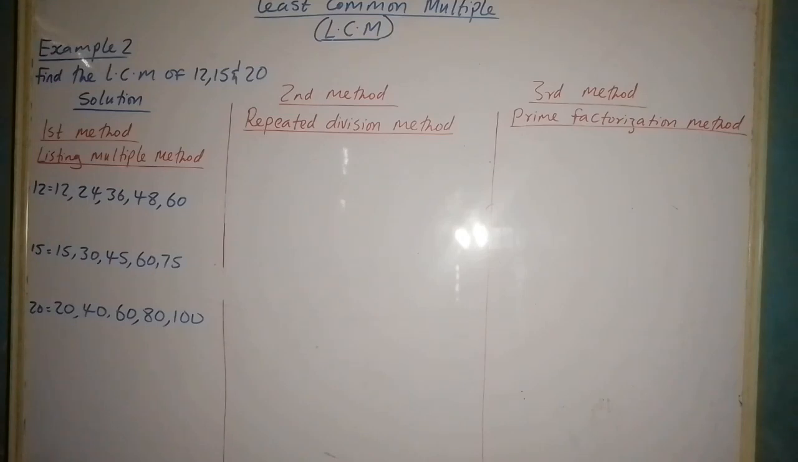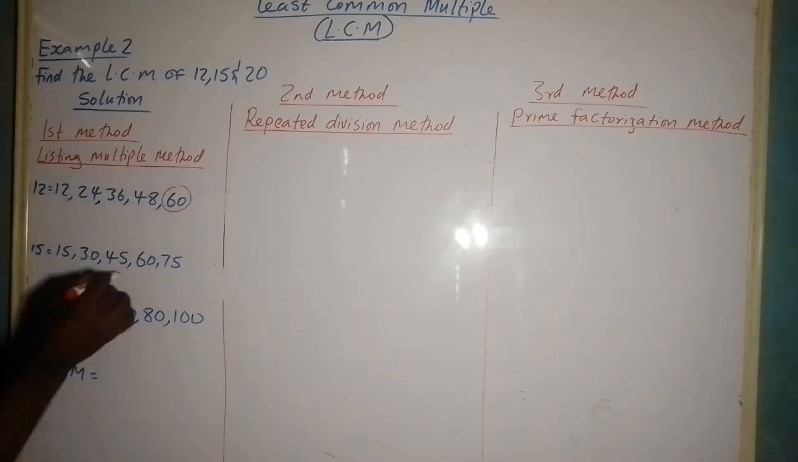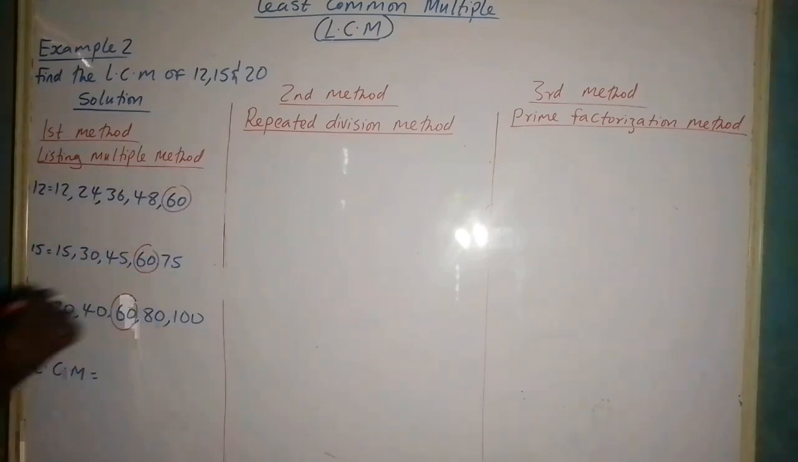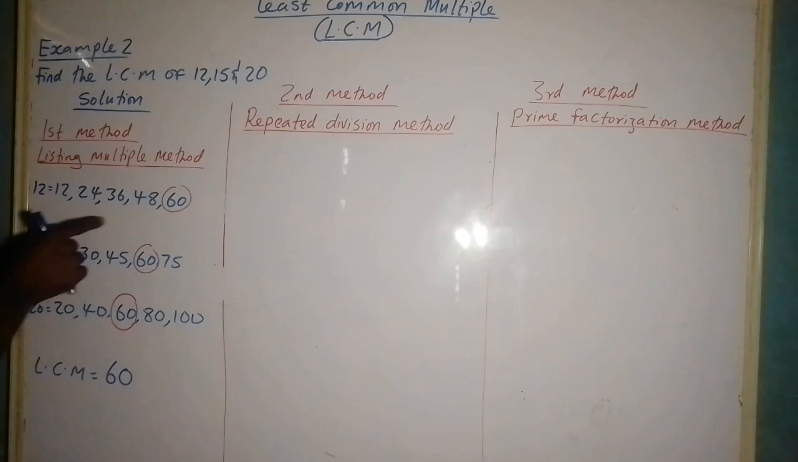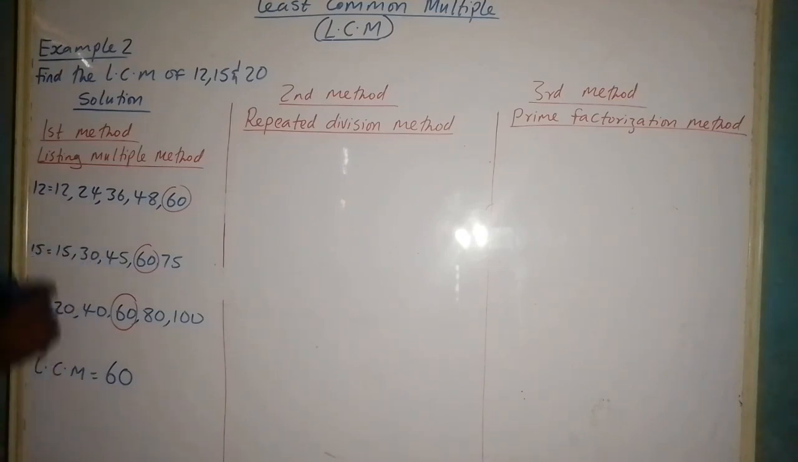Now let's look for the common multiple, the lowest common multiple here. What is common here? What's the lowest common multiple? Let's take a look at this. 60 is common here. Okay, 60 is the lowest common multiple, as there is no other smaller number that is common to the 3 numbers. So 60 is our lowest common multiple.